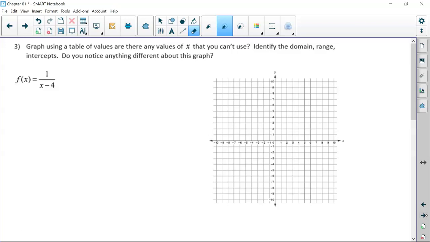F of x equals 1 over x minus 4. So set x minus 4 equal to 0. X equals 4. That's the only value we cannot use. X cannot equal 4. So once again, type this into the calculator and you can pull up the table of values. So negative 4, 0, 2, 3, 5, 6, and 8. Just picking some values around 4.